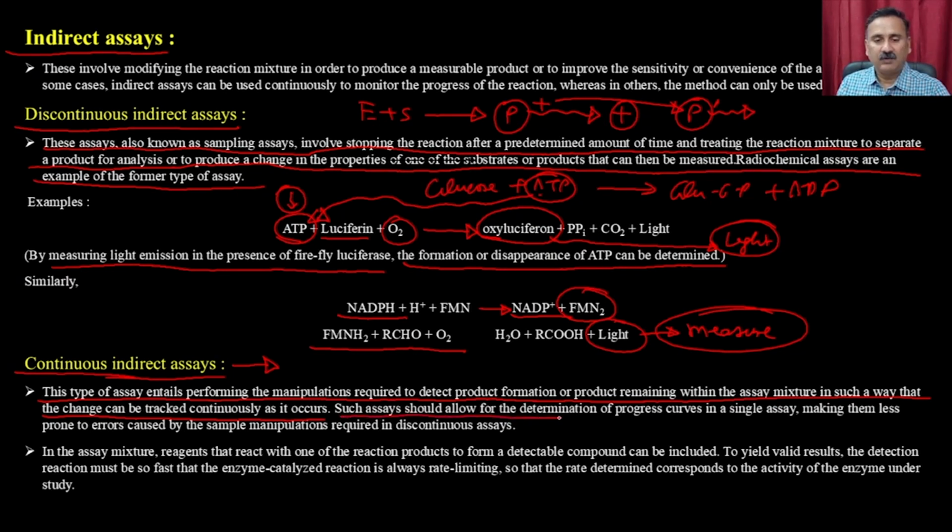Such an assay should allow for the determination of the progress curve in a single assay, making it less prone to errors caused by the sample manipulation required in a discontinuous assay. So continuous assays are much better, because first of all, they make things faster, because you can add everything, and then it gives you the direct measurements.